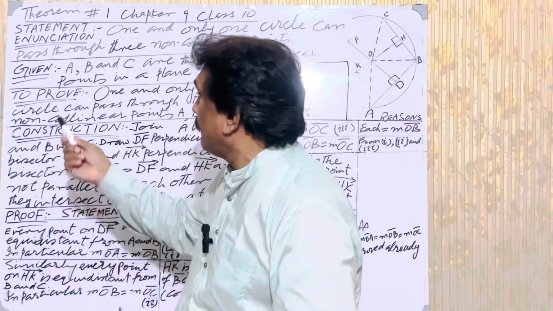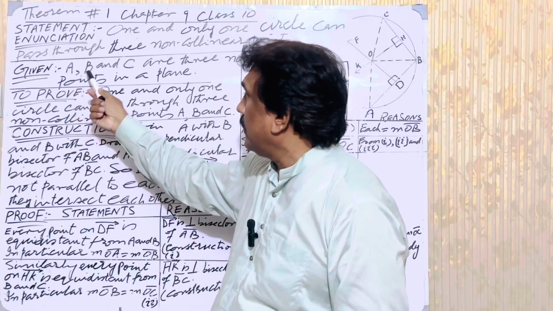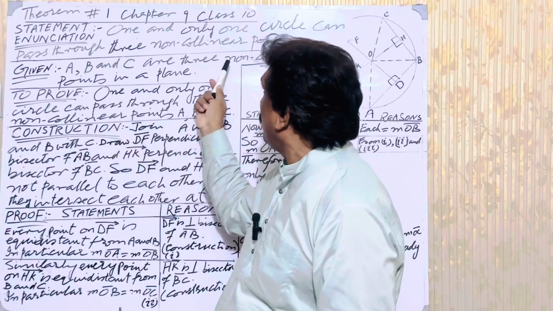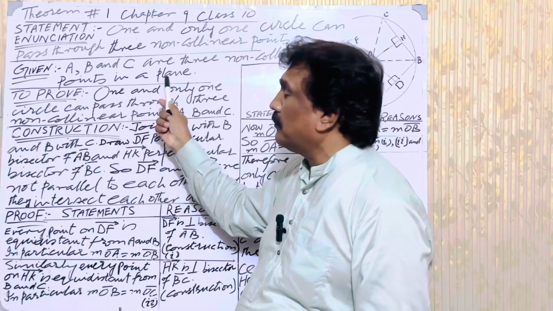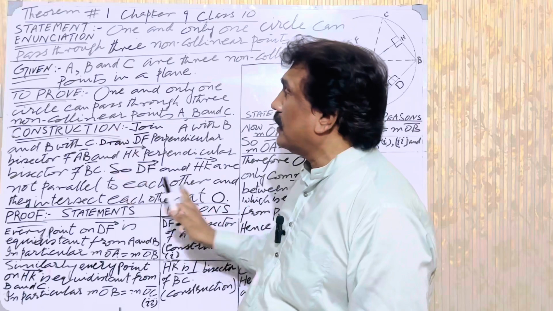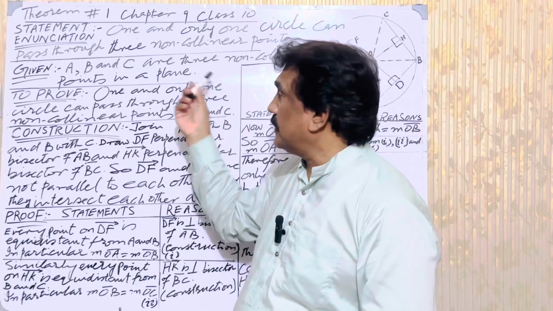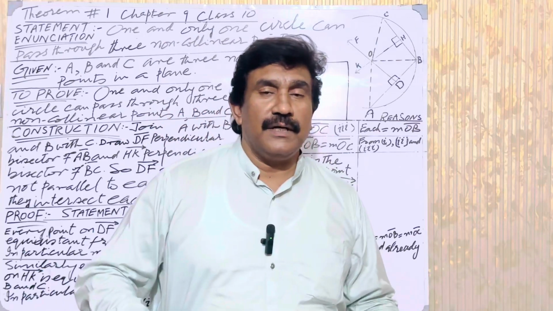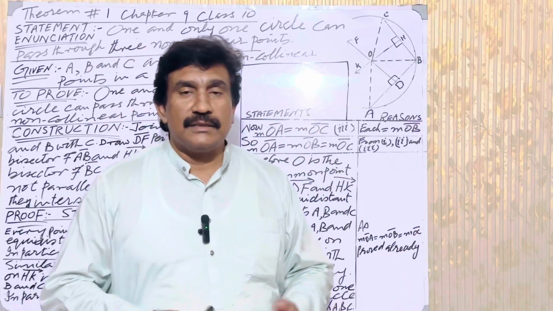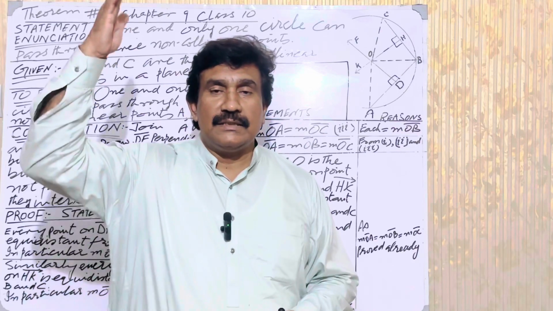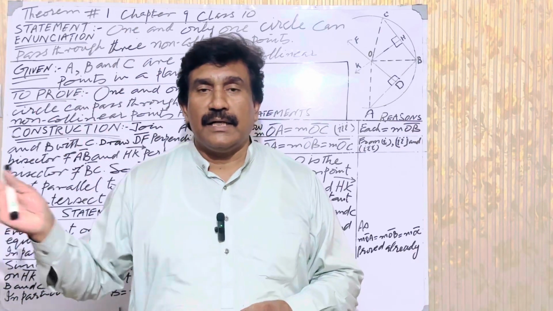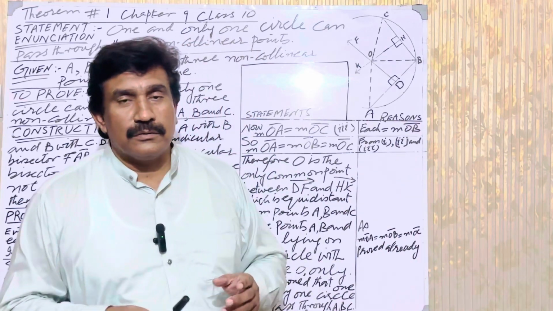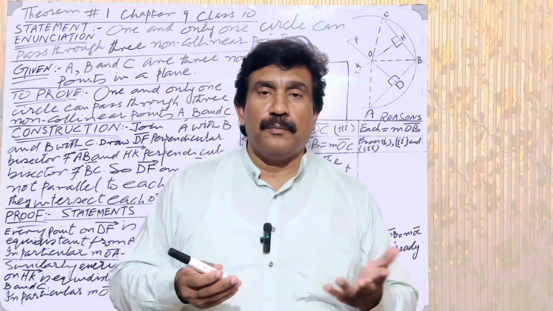So given, look at this, A, B and C are three non-collinear points in a plane. What is a plane? This board, you can consider this board as a plane. Wherever you are sitting, definitely in some room, in that room there are 6 planes. One is the floor, one is the ceiling, right and left walls, back and front wall also. So you can say they are all planes.